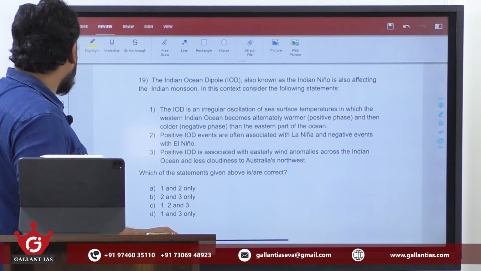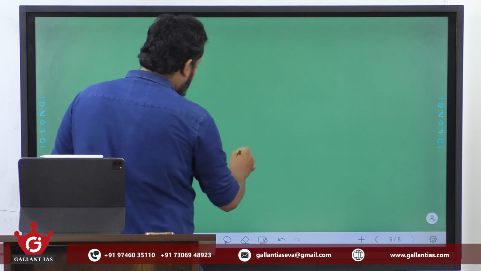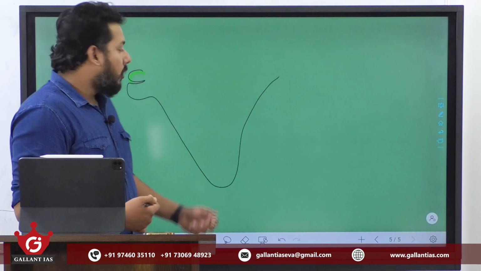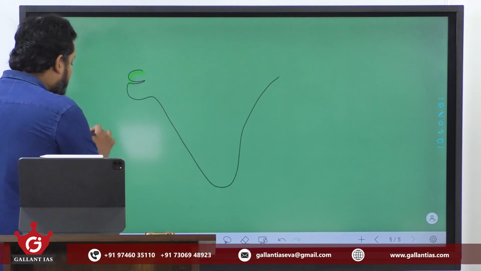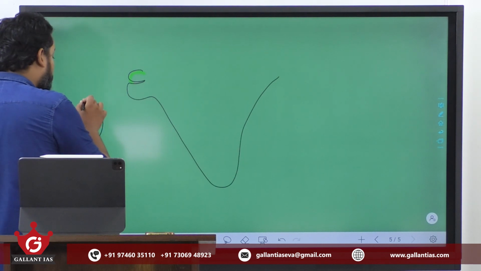So basically, Indian Ocean dipole or IOD is basically representing the differential heating of the western Indian Ocean and the eastern Indian Ocean. When the western Indian Ocean is warm, we call it as positive IOD.